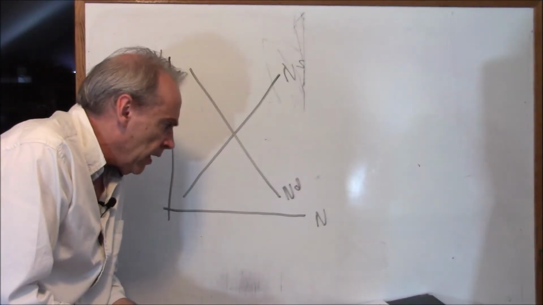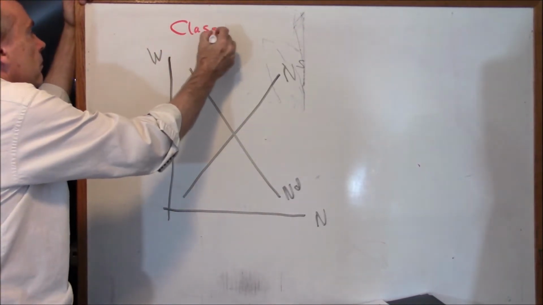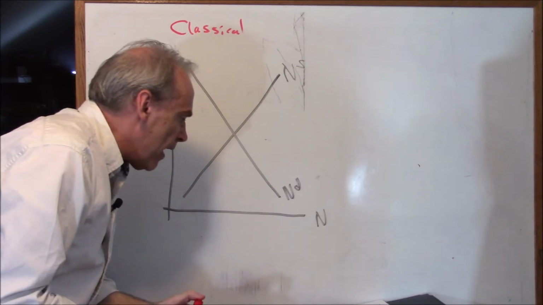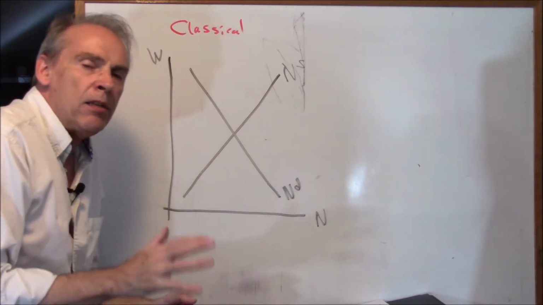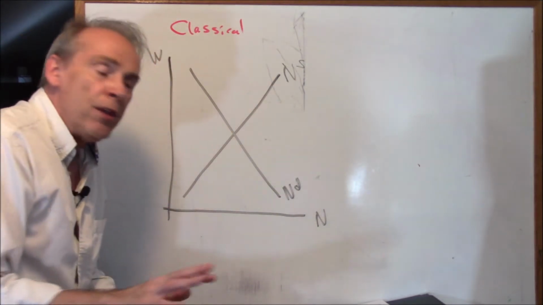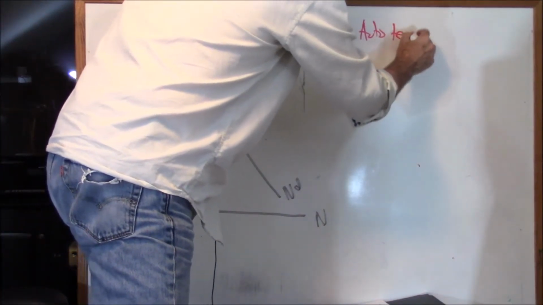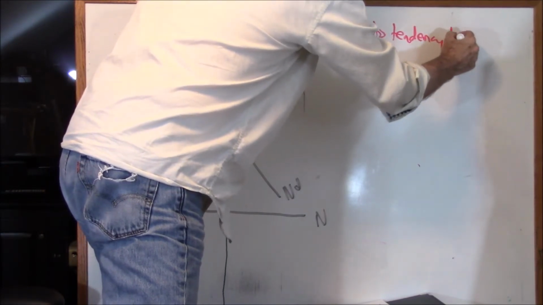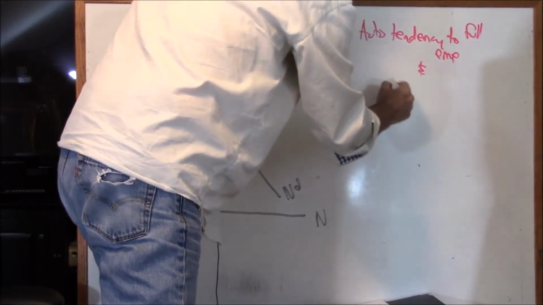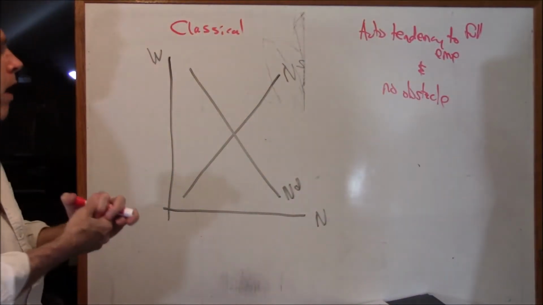Now, this is what I'm going to call the classical version of how the labor market operates. And it's going to say that there is an automatic tendency towards full employment, so it's very similar to neoclassical: an automatic tendency towards full employment, and no obstacles to getting there.